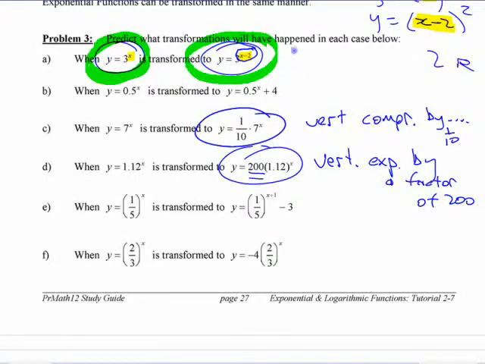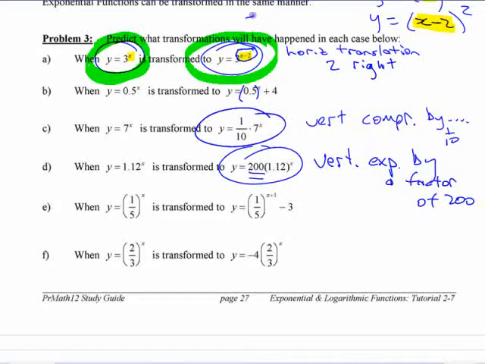It moves 2 to the right. You say it's a horizontal translation. Translation in math means a shift sideways or up and down, 2 to the right. And changes outside of the function or after the function are vertical changes. Changes inside of the function are going to be horizontal changes.